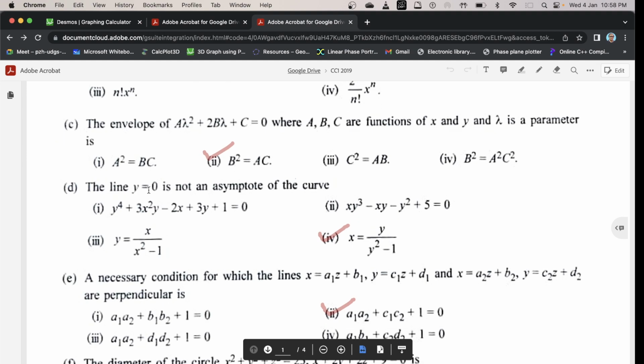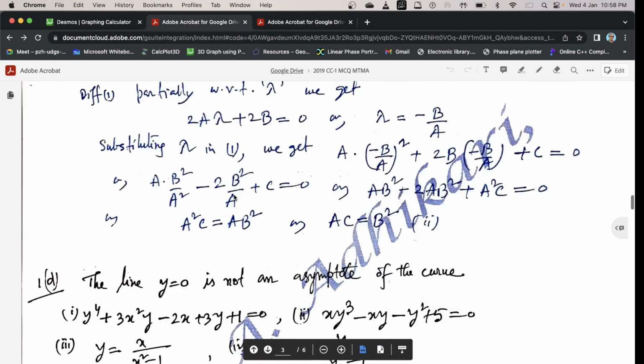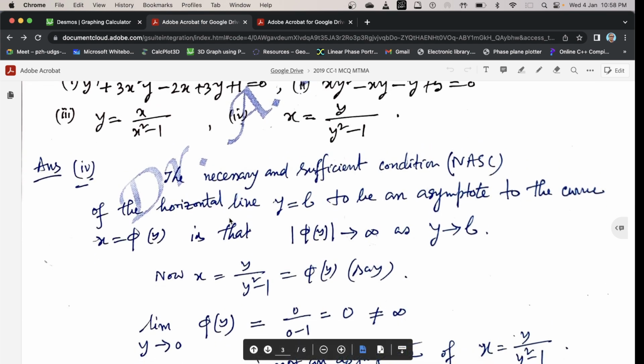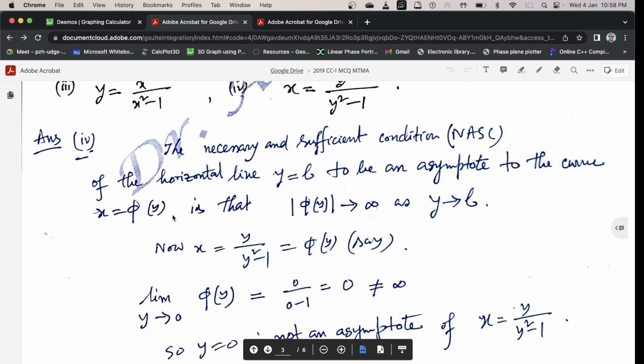Next question. The line y = 0 is not an asymptote of the curve. The correct option is 4, x = y/(y²−1). Here, the necessary and sufficient condition for the horizontal line y = b to be an asymptote to the curve x = φ(y) is that |φ(y)| tends to infinity as y tends to b. Then we can say y = b is a horizontal asymptote.